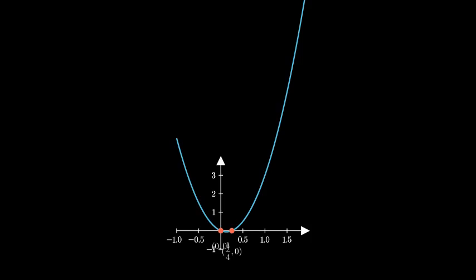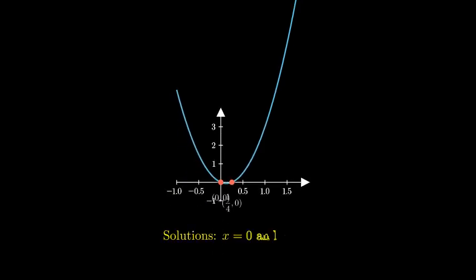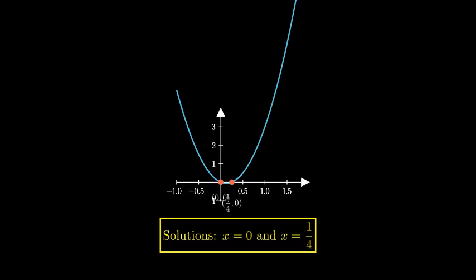In summary, we solved the quadratic equation for x squared minus x equals 0 by factoring. We found two solutions, x equals 0 and x equals 1/4.